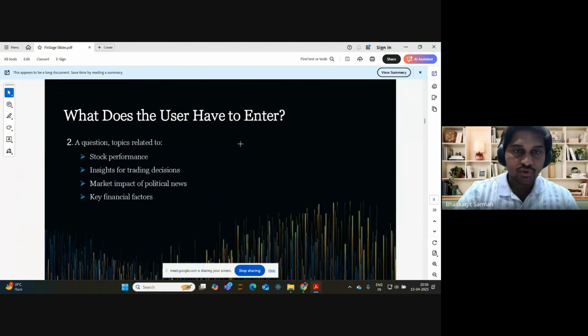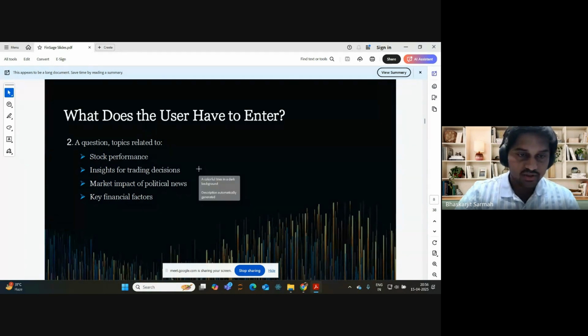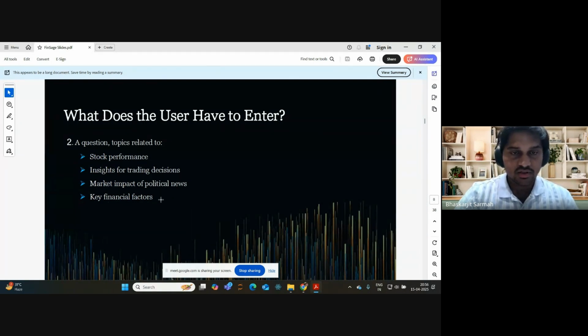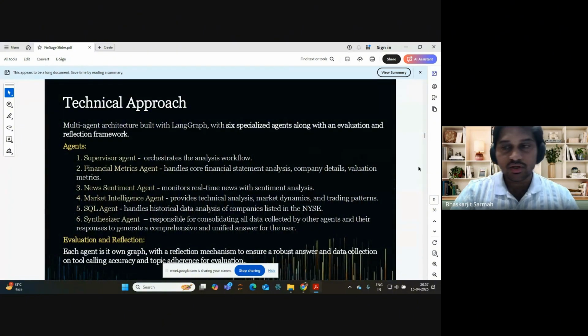And then what kind of questions can you ask? You can ask any question related to stock performance, insights for trading decisions, the market impact of any political news, or any key financial factors. Those are the questions you can ask this tool. And here is how this is working under the hood.